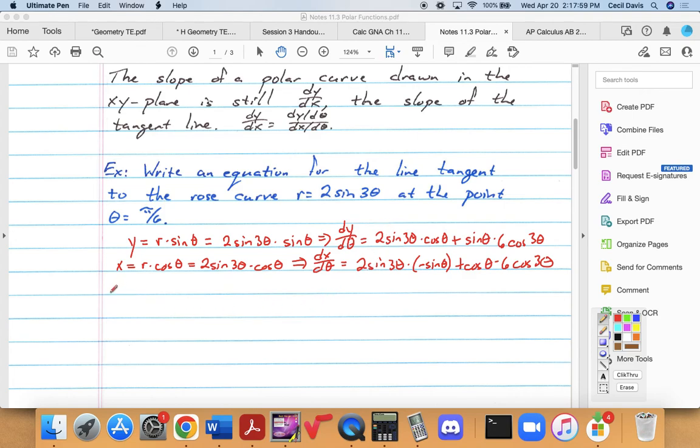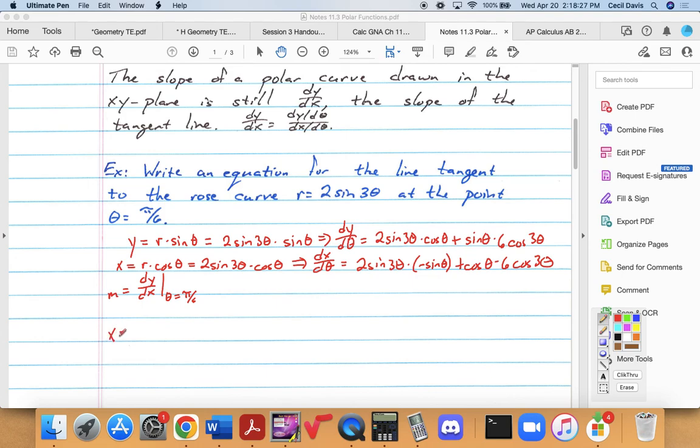So then our slope is dy dx evaluated at theta is equal to pi over 6. So let's see if we can do all of that. Actually, let's go ahead and find x, y first.